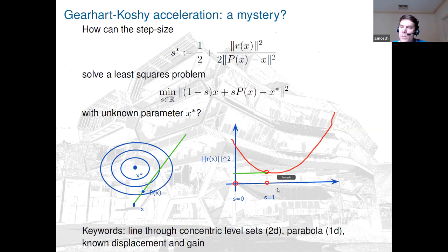Basically, just by finding that out, like how far did I go and how far did I go down, I know how far I must go. I must go to the middle, to the min of the parabola. And then I did it, right?